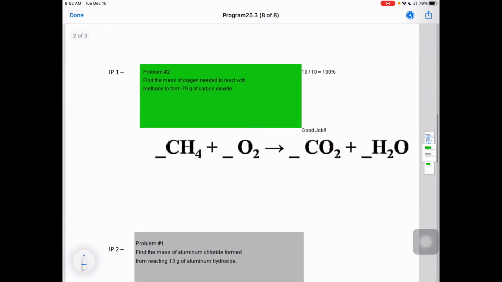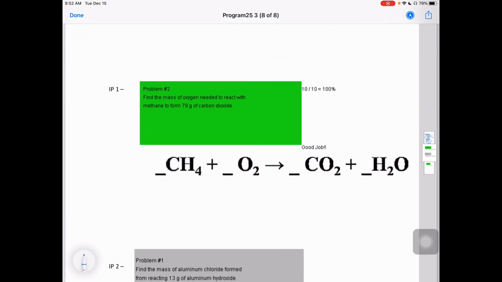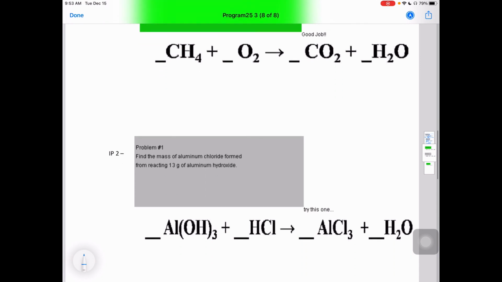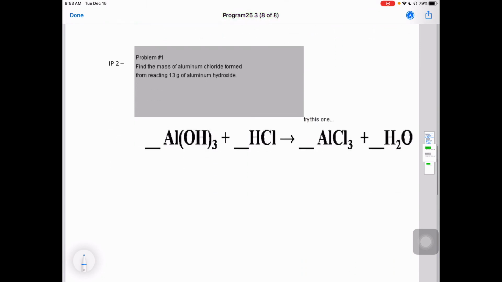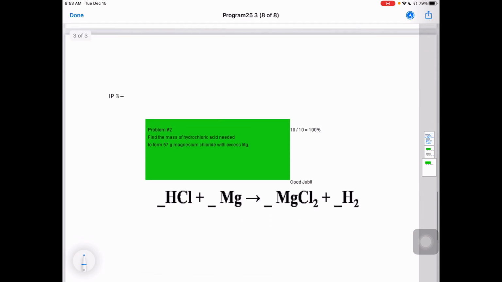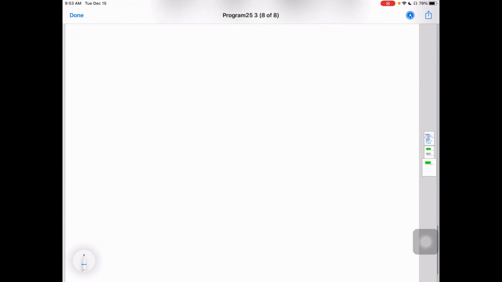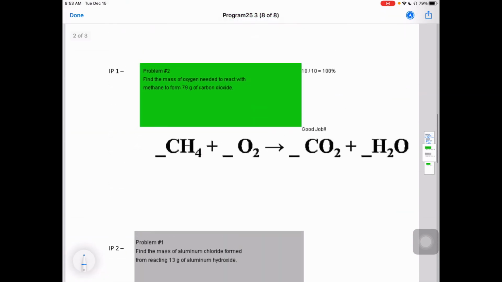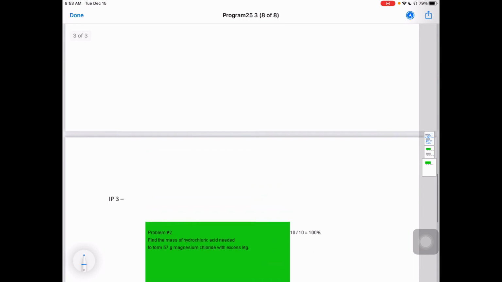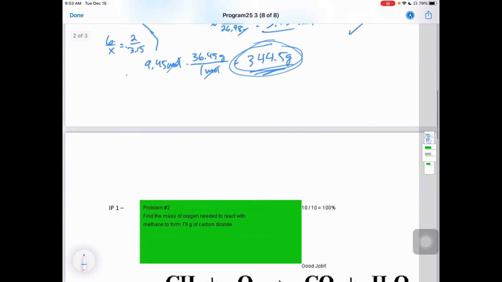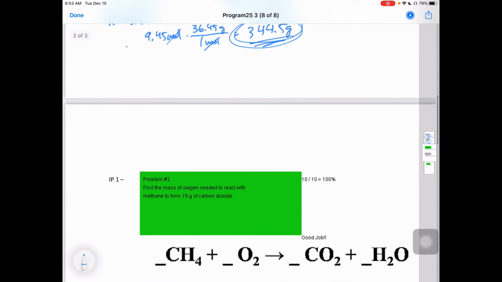Okay, here's our methane combustion. So, problem number 1. Problem number 2. And problem number 3. I didn't do a hard balancing on all these. These are very simple. Maybe 1, 2, 3, 4 on the coefficients, not anything large for these simple problems.